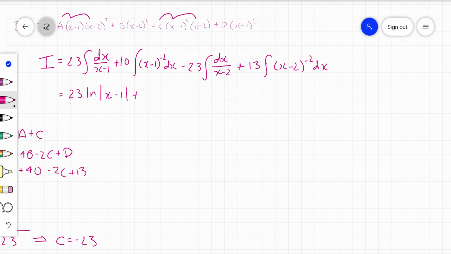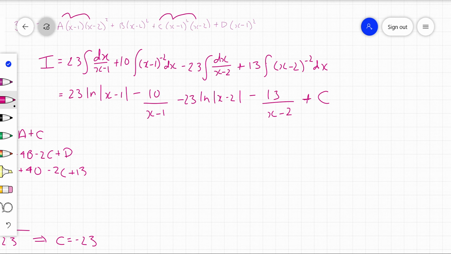This one, add 1 to the power, you're going to get negative 1. So that is going to become a negative. So negative 10 and the negative 1. So it's going to be x minus 1 on the bottom. Minus 23, that'll be a log. And this one also will become a negative and a minus 1 on the bottom. So that is your solution for that.